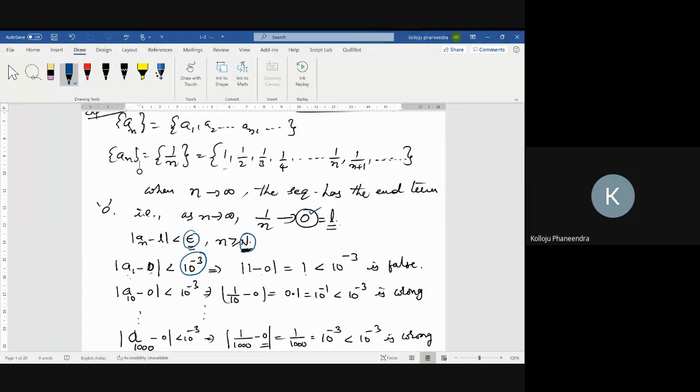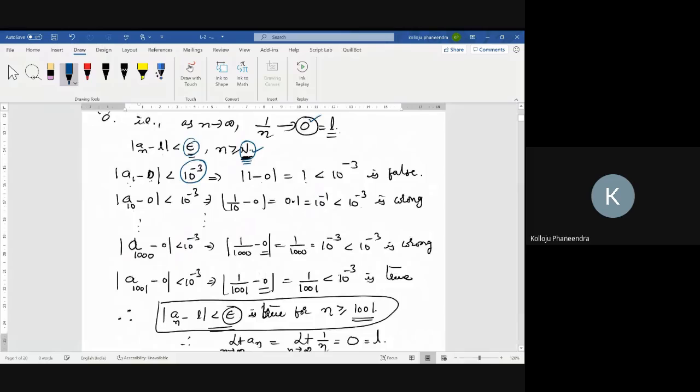Therefore, this n cannot be 1. Next, if I take 10, A10 minus 0, so 1 by 10, that is 0.1, is not less than 10 power minus 3. So n value is not 10 also. If I take the 1000th term, that is 1 by 1000, that is 10 power minus 3, is less than 10 power minus 3 is also a false statement. Then when I take the 1001th term, 1 by 1001 is definitely less than 10 power minus 3.